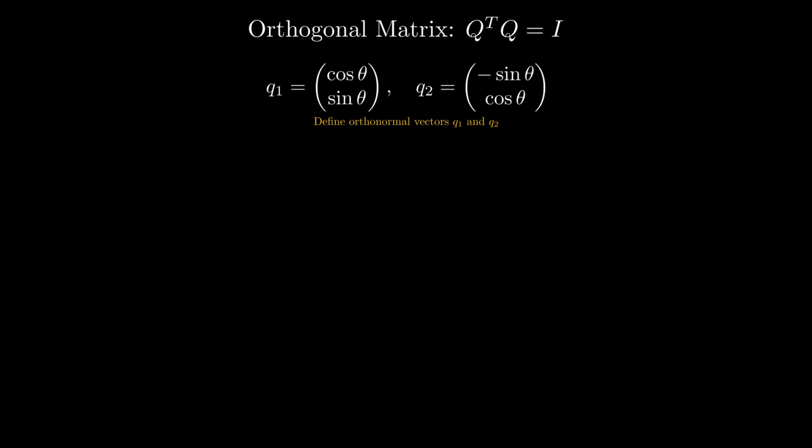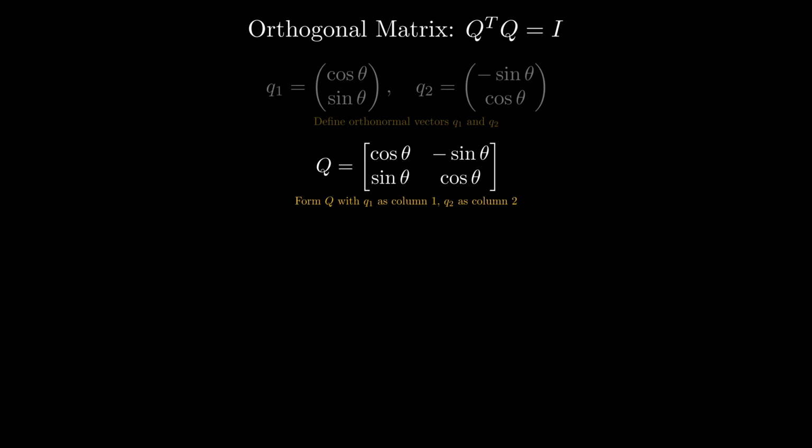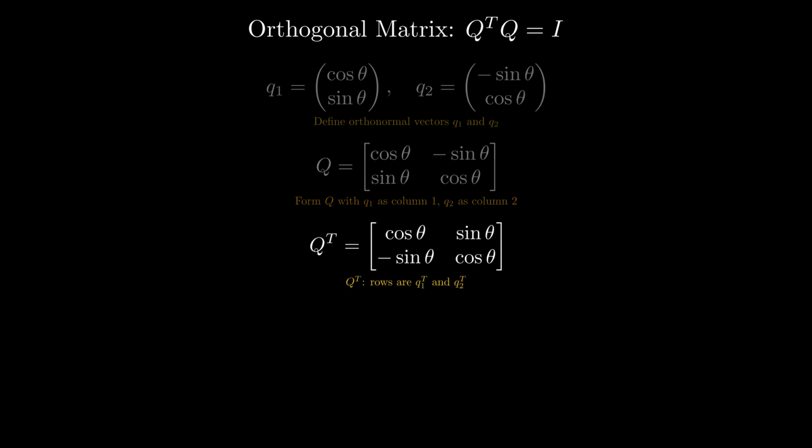Now let's pack orthonormal vectors as columns of a matrix Q. Take Q1 equals cosine theta, sine theta, and Q2 equals negative sine theta, cosine theta. Form Q with Q1 as column 1 and Q2 as column 2. So Q is the 2 by 2 matrix with cosine theta and sine theta in the first column, and negative sine theta and cosine theta in the second column. Q transpose has Q1 transpose as row 1 and Q2 transpose as row 2. That gives us cosine theta and sine theta in the first row, and negative sine theta and cosine theta in the second row.